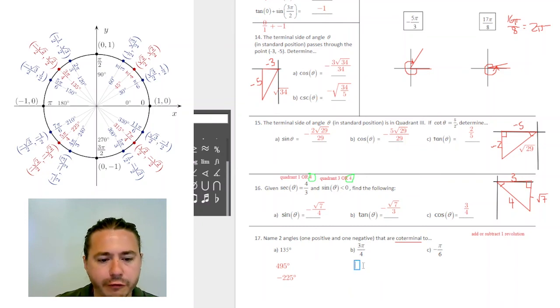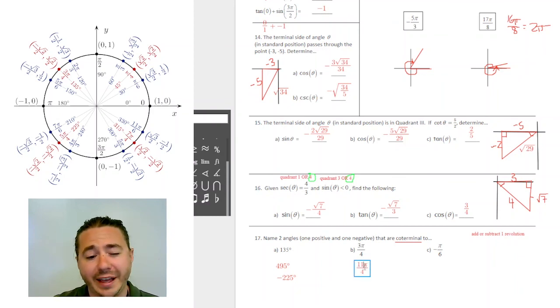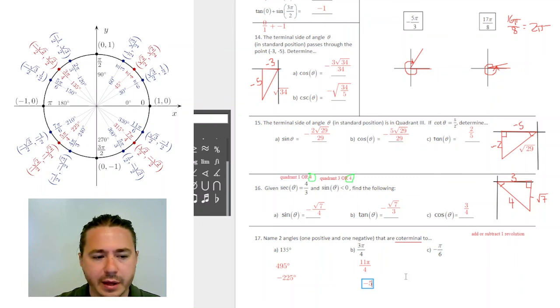For 3 pi over 4, if I add 2 pi, I'm going to get 11 pi over 4. Right? 2 pi would be like 8 pi over 4, and 3 plus 8 is 11. 3 minus 8, on the other hand, would be negative 5, so we get negative 5 pi over 4. So we've satisfied the conditions, one positive and one negative. These are both coterminal angles, and these are both in radians.